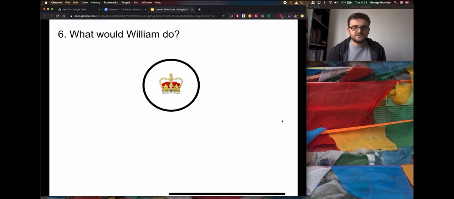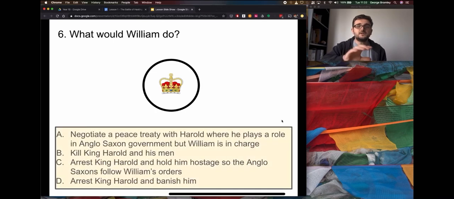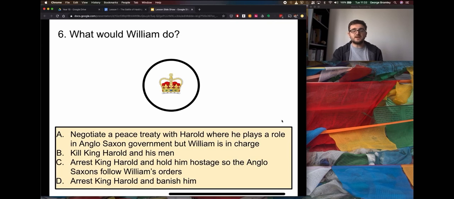And at this point, William, Duke of Normandy, has a decision. Will he use this opportunity to negotiate a peace treaty with King Harold? Maybe allow King Harold a role in the Anglo-Saxon government, but make William, Duke of Normandy, the true King of England? Will William of Normandy choose to kill King Harold and all of his men?